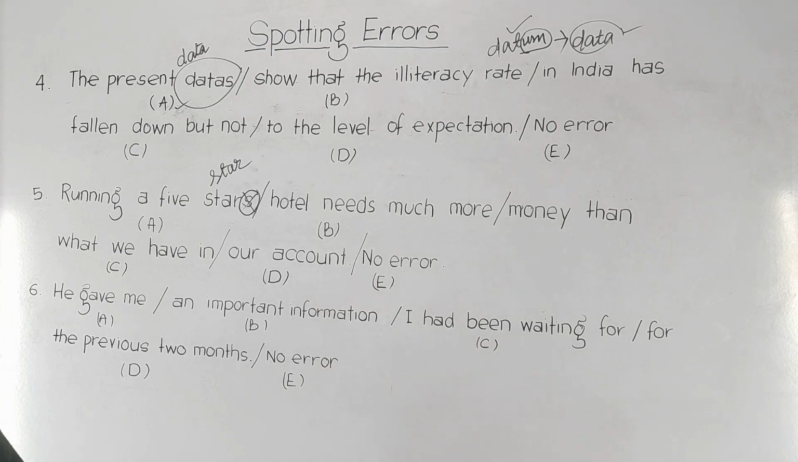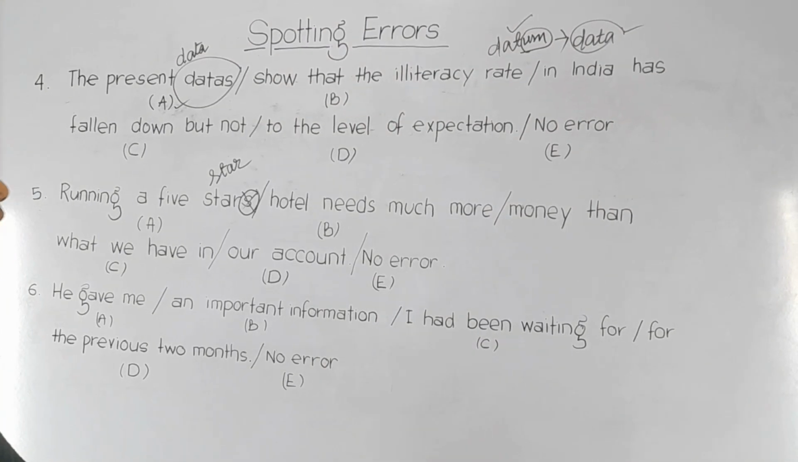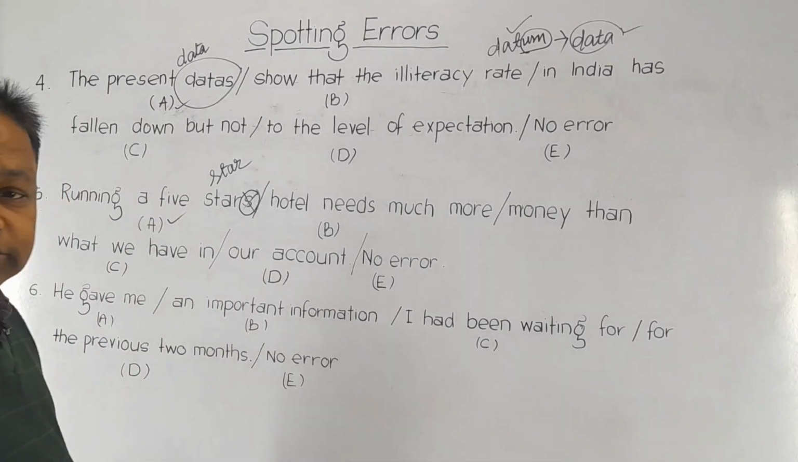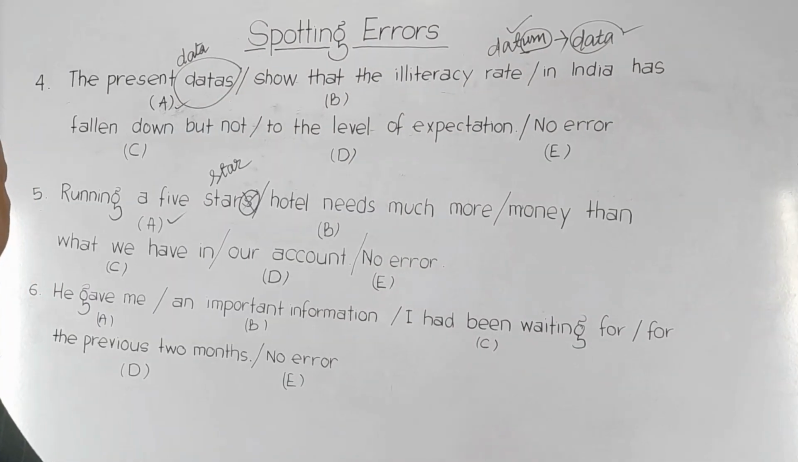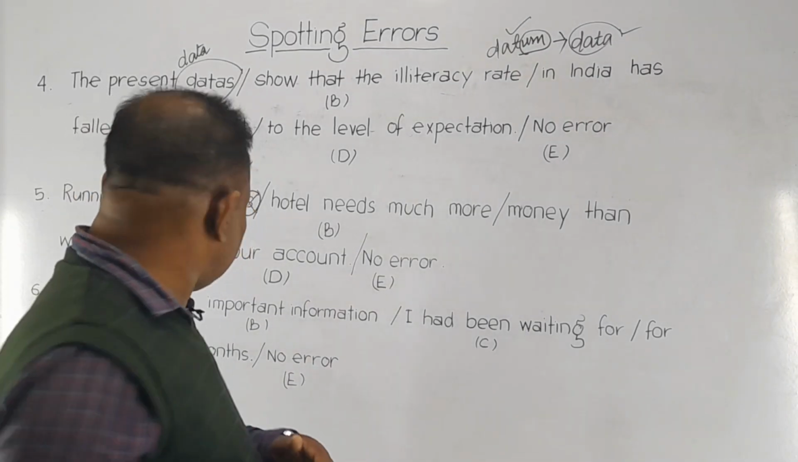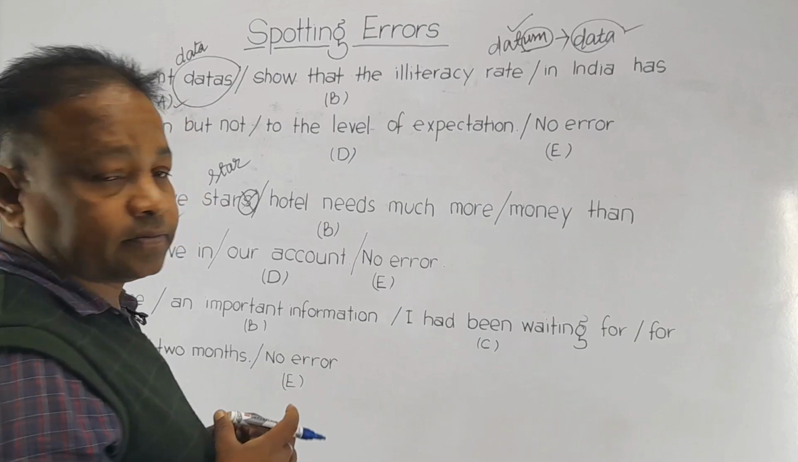The correct answer is running a 5-star hotel needs much more money than what we have in our account. Part H answer. Question number 6. He gave me an important information I had been waiting for the previous 2 months.